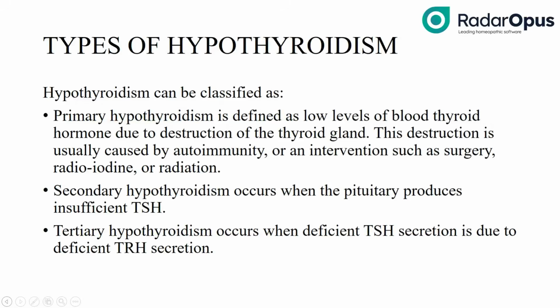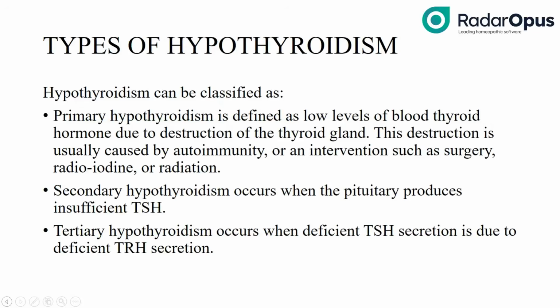So we can understand these types by easily understanding the pathogenesis. So the hypothalamus secretes the thyroid releasing hormone, which stimulates the pituitary gland to secrete the thyroid stimulating hormone. And this thyroid stimulating hormone stimulates the thyroid gland to secrete its two hormones, that are triiodothyronine and tetraiodothyronine, T3 and T4 hormones.